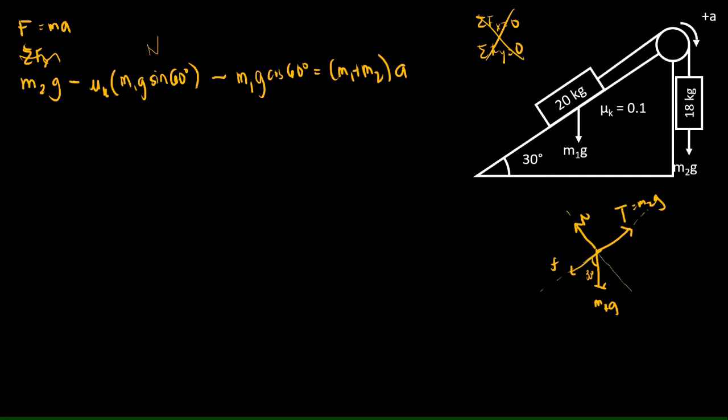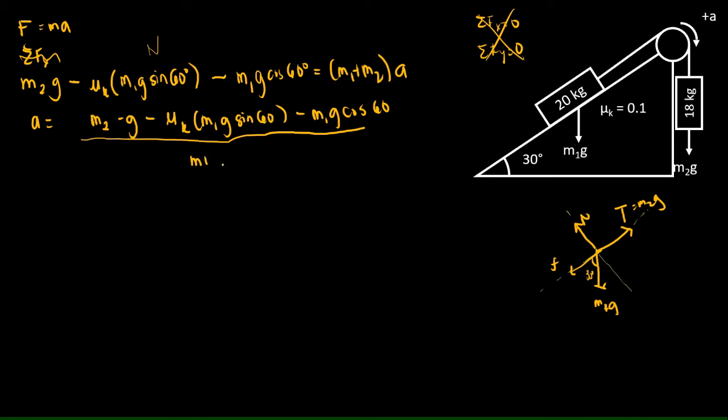So for letter A, we are finding the acceleration of the system. So we can manipulate this formula na lang. So that would be A is equal to, dividing both sides by M1 plus M2, that would be M2G minus the coefficient of friction times M1G sine 60 minus M1G cosine 60 all over M1 plus M2. Then, we now substitute the values that we have.